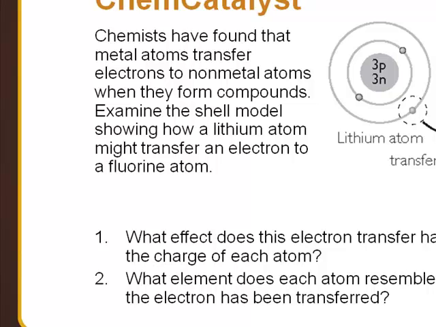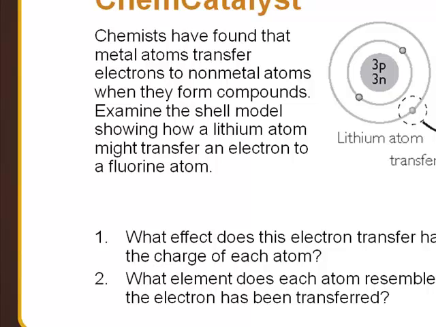Lithium right now has 3 protons. If it loses 1 electron, how many electrons does it have? 2. It's got 3 positive and 2 negative. If you add 3 positive and 2 negative, you get what? Positive 1. Lithium would now have a positive charge if it loses an electron.